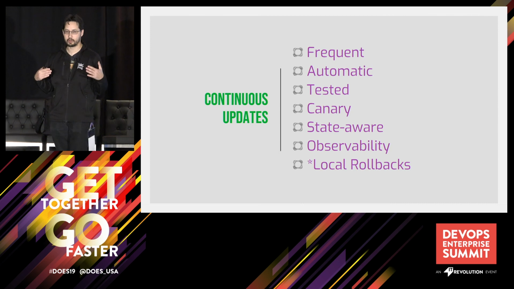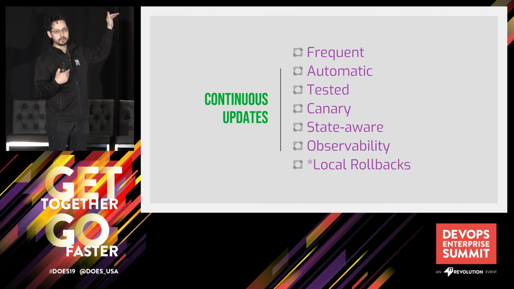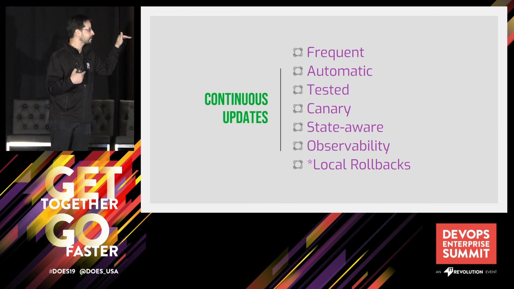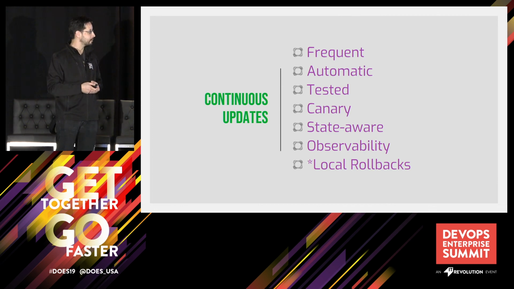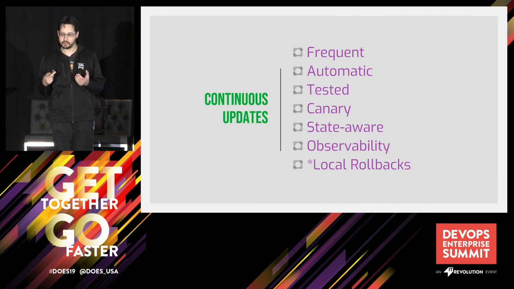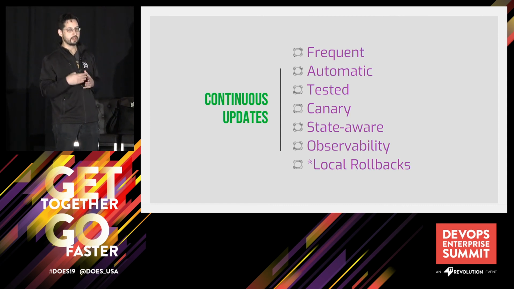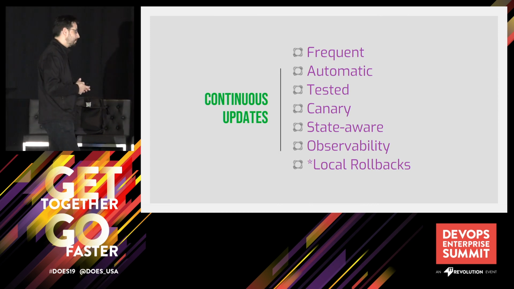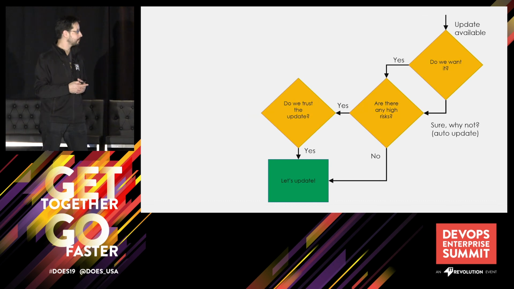And to summarize, these are all of the different patterns we talked about. So doing frequent updates, doing automatic updates, making sure that it's all tested, doing canary releases, being aware of state-aware effects in your system, having observability, and in some cases, doing local rollbacks. It doesn't always make sense, but if you have edge devices where you think there might be problems, updating them, if they have an issue, having a local rollback strategy will help you on the edge.